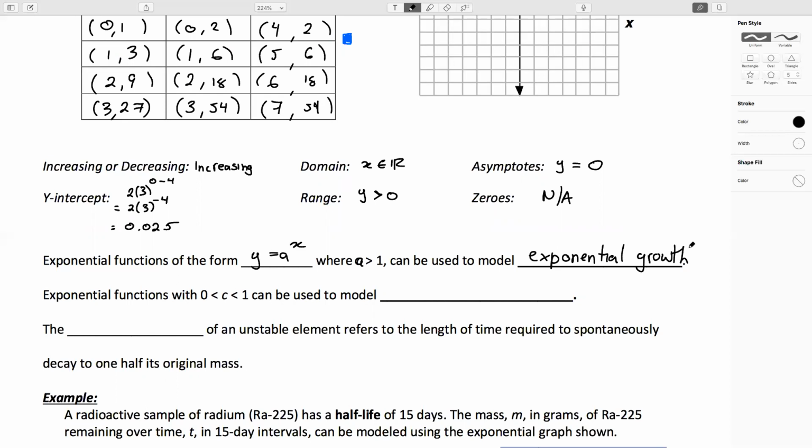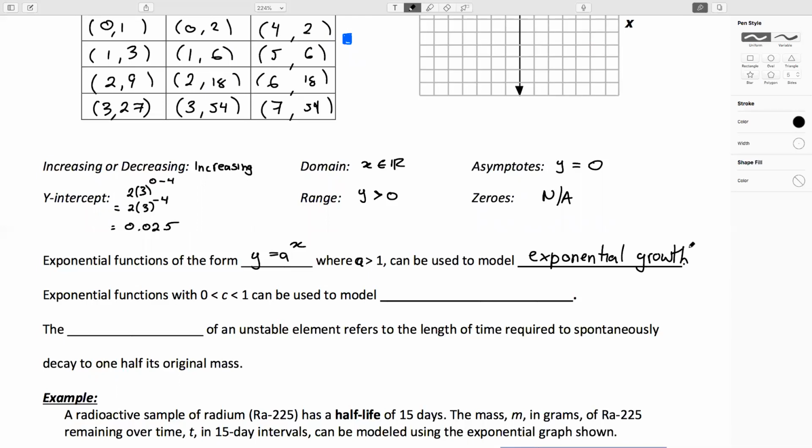Exponential growth would be something like a bacteria multiplying. It would be something like population increase. It would be something like increasing your money when you have an interest applied to a savings. It's anytime something grows rapidly where every time the increase is greater than the previous increase.